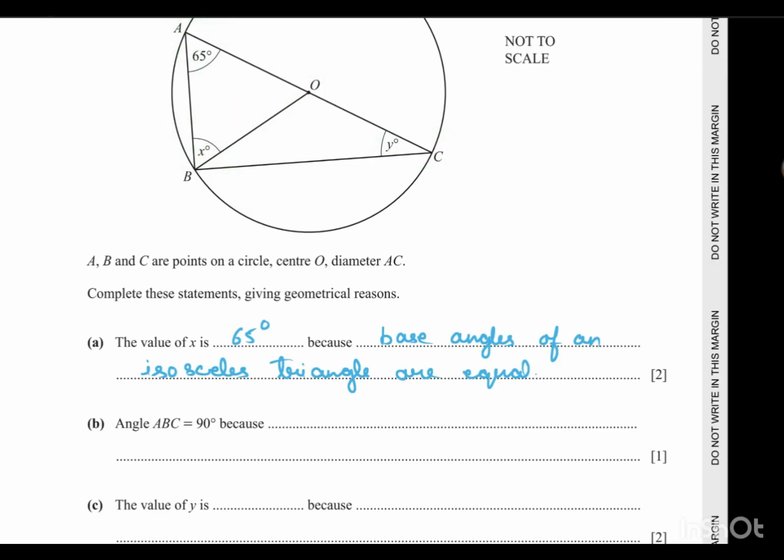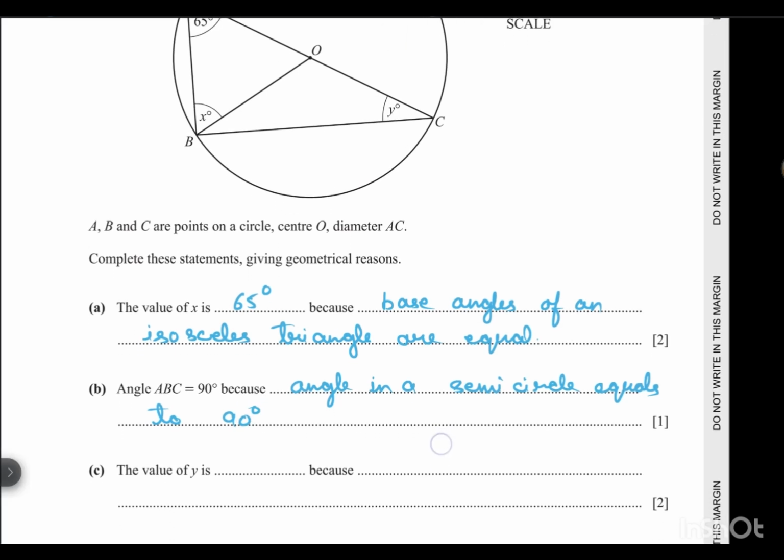So write down the reason: angle in a semicircle equals 90 degrees. Question B is done. Question C now.